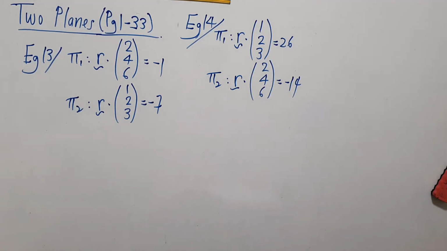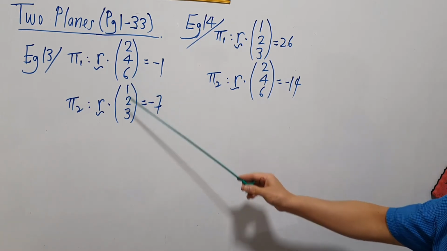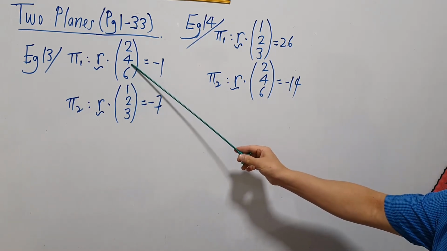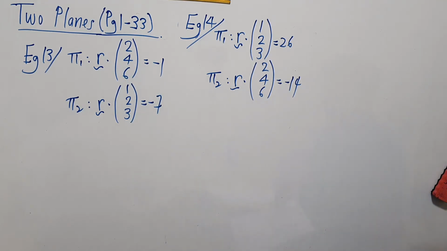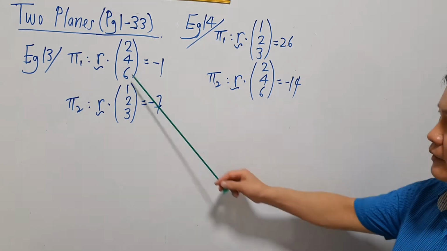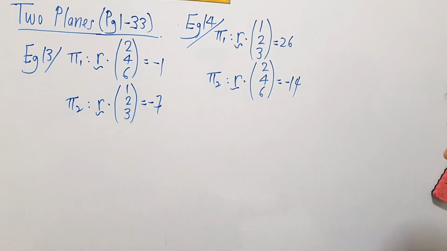Okay, alright, we are on page 133. In this example, we are given the equation of two planes, pi 1 and pi 2. In these two equations, you want to notice something: these two vectors, right? This is a vector perpendicular to the first plane, this is a vector perpendicular to the second plane, and you notice that these two vectors are what? Parallel to each other.